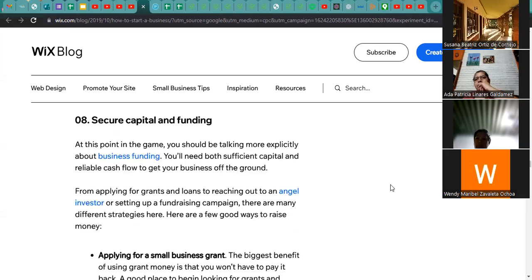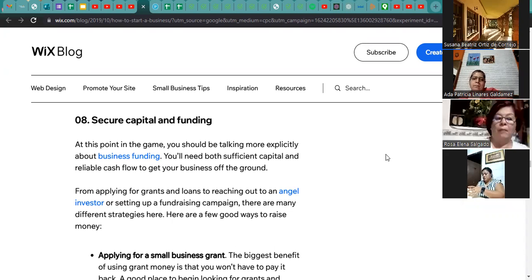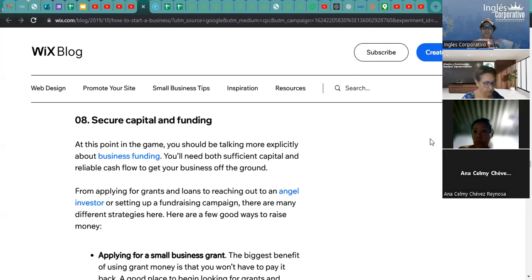Let's check number 8. Secure capital and funding. Silvia, Suleyma. Good evening. 8. Secure capital and funding. At this point in the game, you should be talking more explicitly about business funding. You need both sufficient capital and reliable cash flow to get your business off the ground.